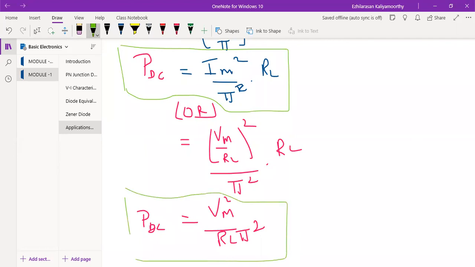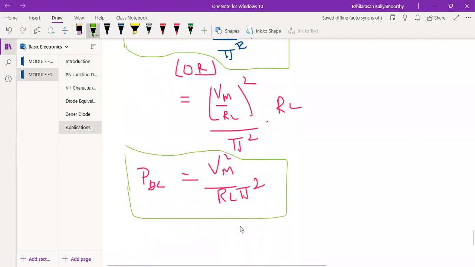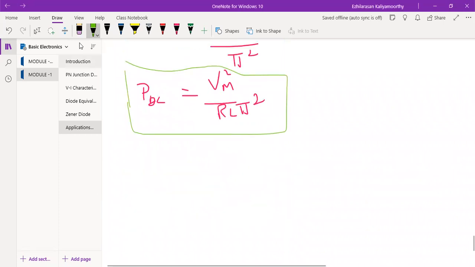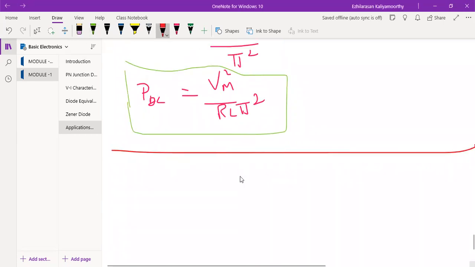Everything depends upon the given data, whichever data they give, that only you have to use. So this will be Vm square by RL into pi square, we can say. Now we need to calculate the total AC input power. The AC input power, what will it be? I think no need to calculate it now. Let us calculate the rectifier efficiency.